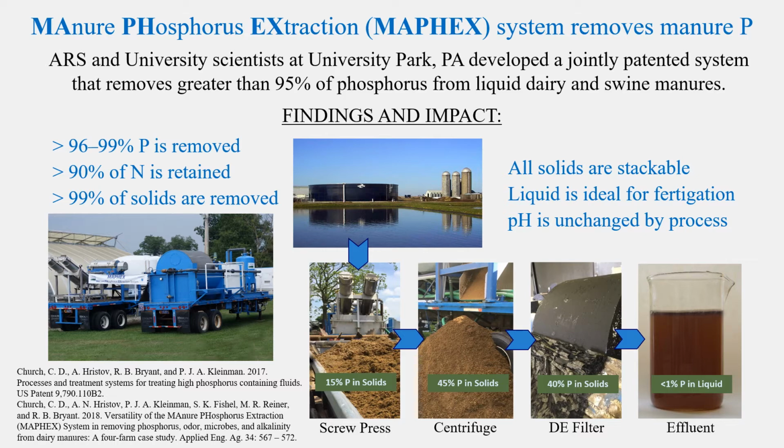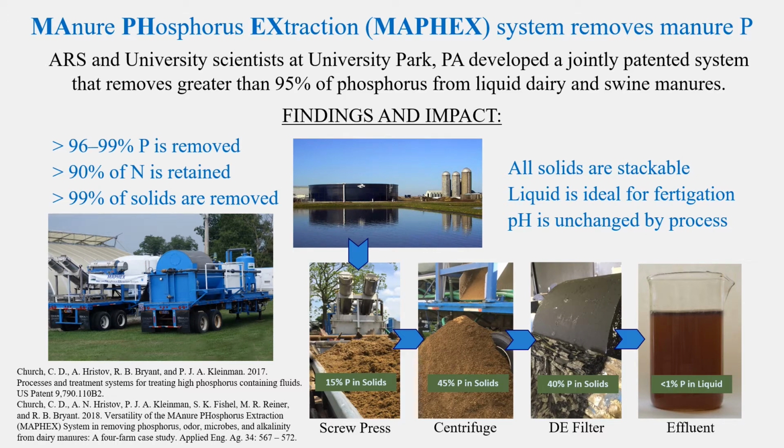Most of the phosphorus in manure is in the organic particulate fraction. We designed a system that uses a screw press, centrifuge, and diatomaceous earth filter to remove consecutively smaller phosphorus-rich organic particles, and it fits on 2 tractor-trailer truck beds.